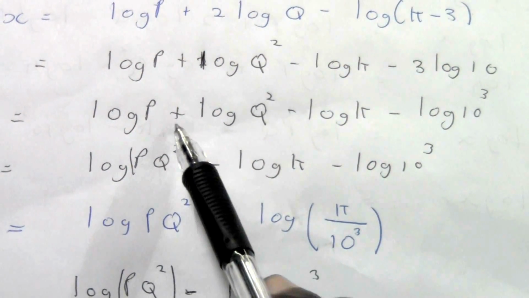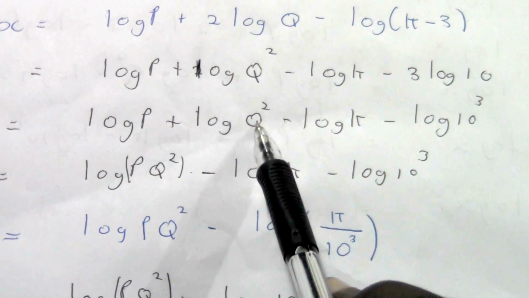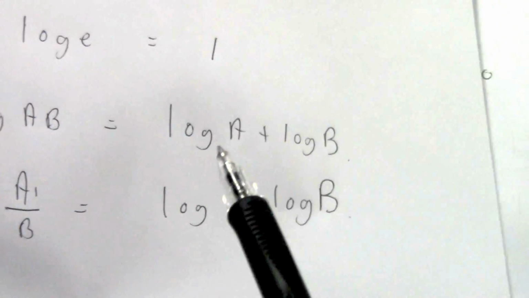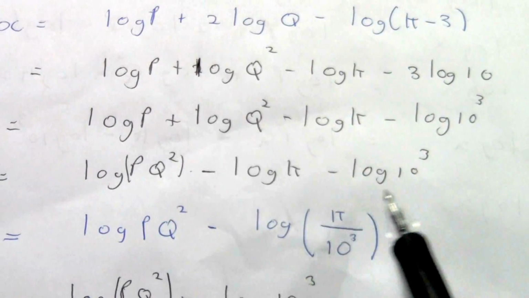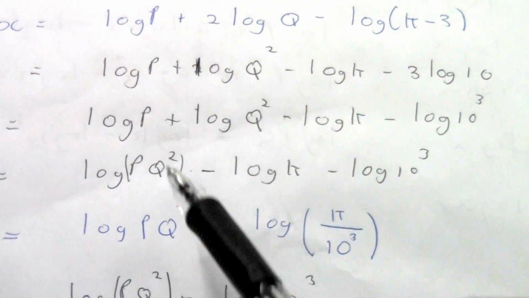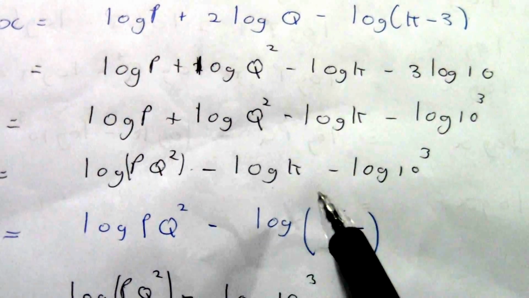Okay, next we use the sum rule. This plus this could be combined into multiplication, which is this rule. Minus log k minus log 10 to the third power.